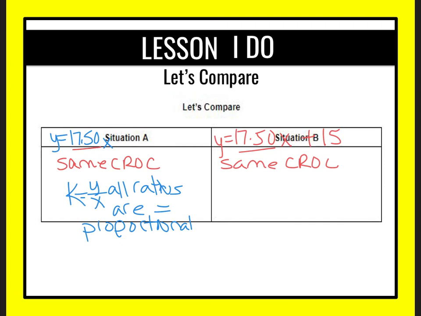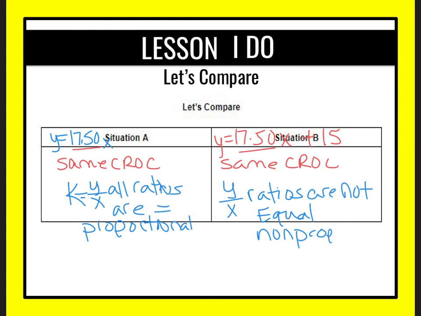However, when I checked the ratios here, your ratios are not equal. This is an indicator that you're dealing with a non-proportional situation. And it has to do with that service charge for the parking, okay? So I just showed you an example of something that's proportional and something that's not. The other thing I want to note is that your constant rate of change and your constant of proportionality were the same value of 17.50 in the first situation.